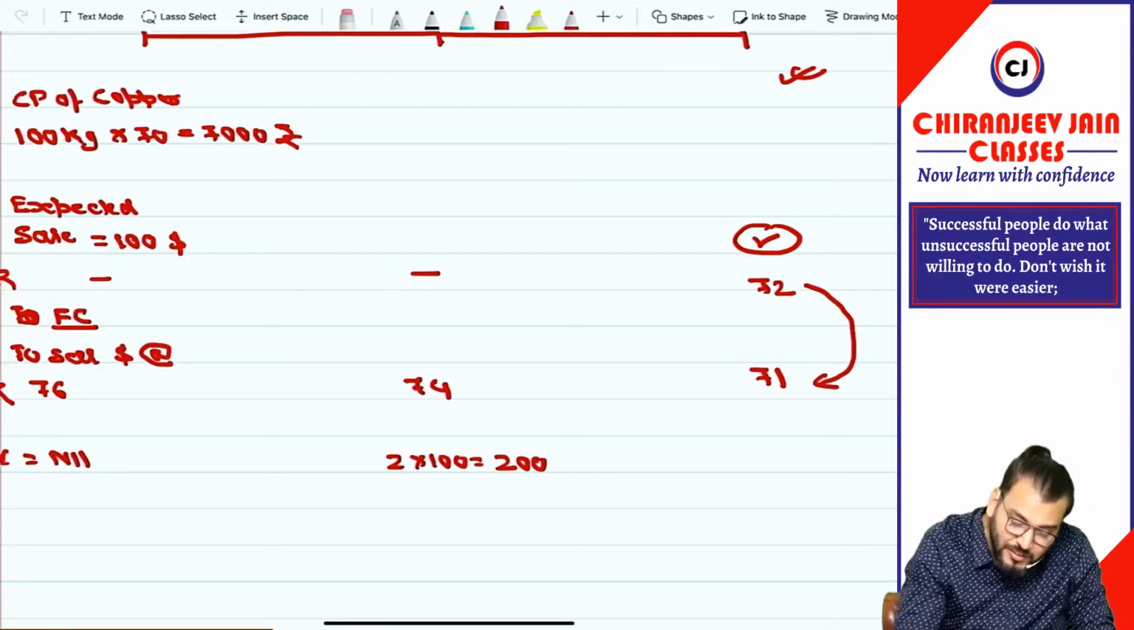And then once again it becomes 71. So once again it is favorable. It is 2 into 5, 200 into 5.